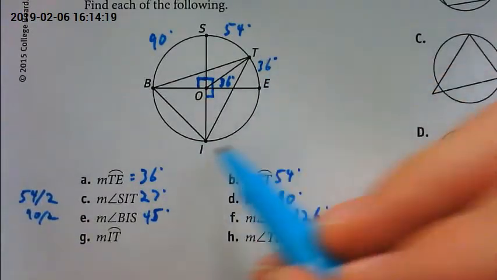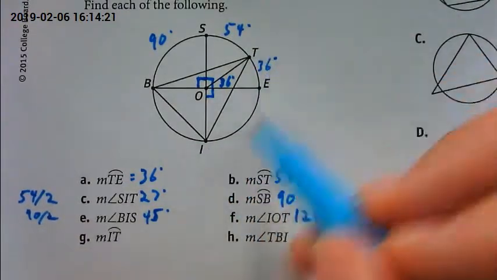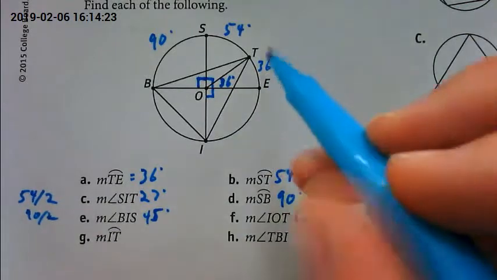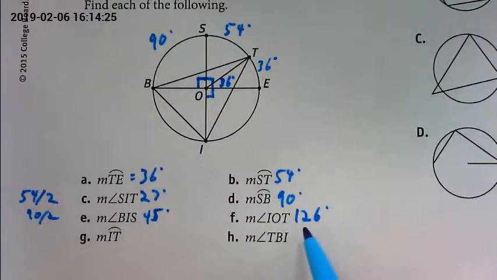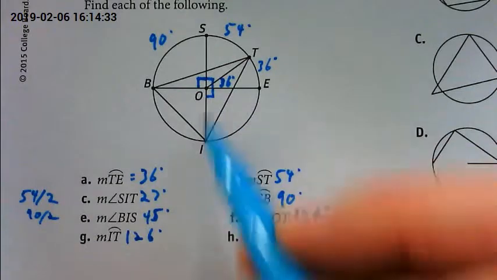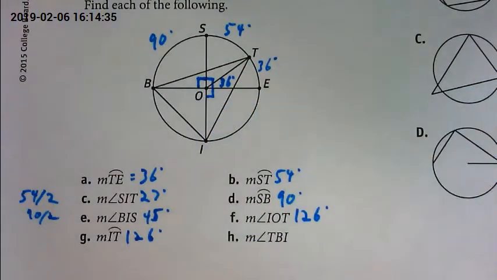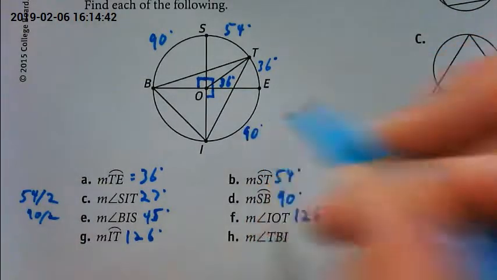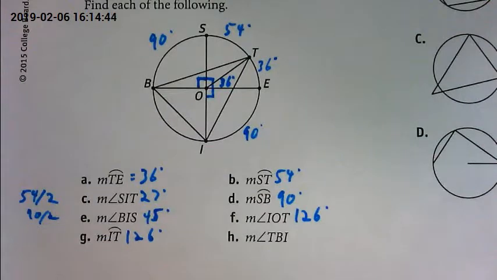Well, IT is the arc that is intercepted by this same angle we just found in F. Right? So that would be what? 126 as well. Because again, if that angle is 126, the arc is 126. Or again, you can figure out the same way we just did the last one. This is 90. 90 plus 36 is 126.